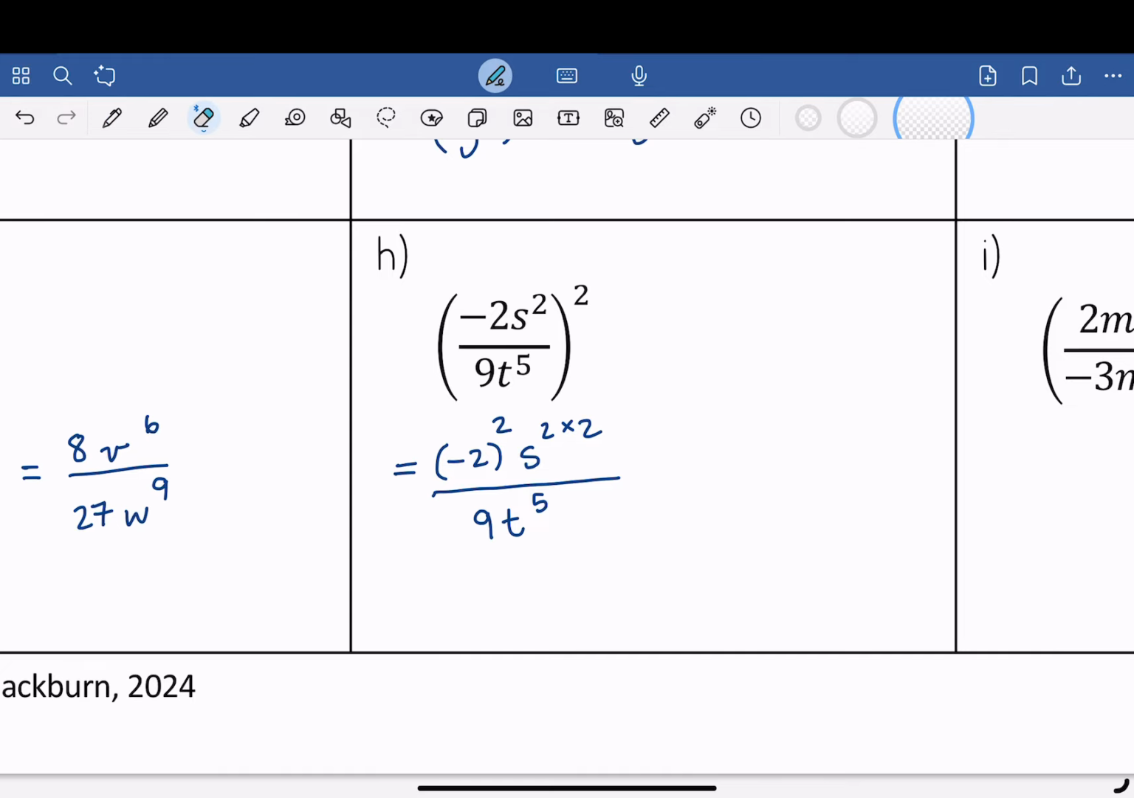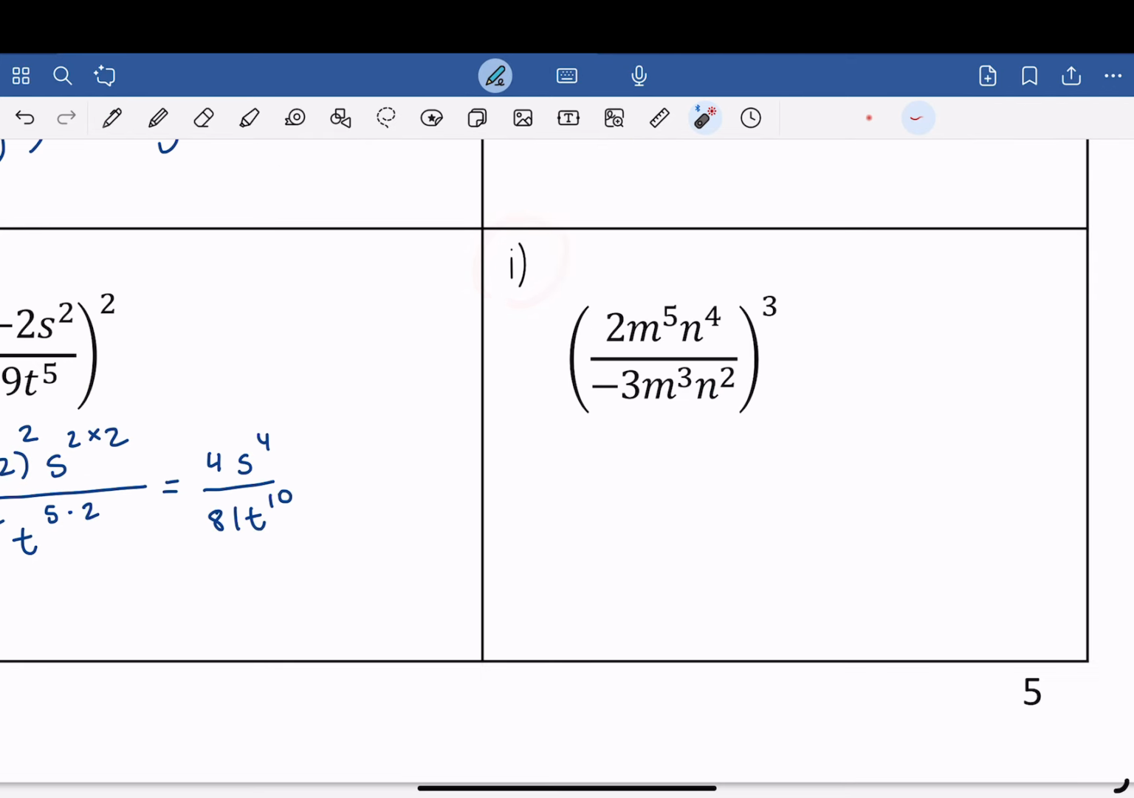whoops, just rewriting the question here accidentally. So the 2 also gets distributed to the 9 and to the 5. So it is 9 to the power of 2 and t to the power of 5 times 2, which is equal to 4, positive 4, s to the power of 4, 81, t to the 5 times 2 is 10.